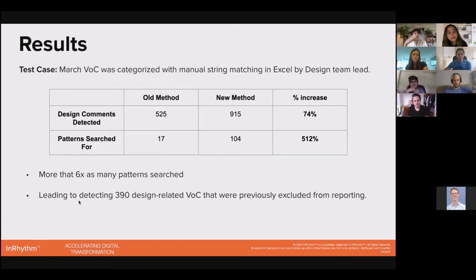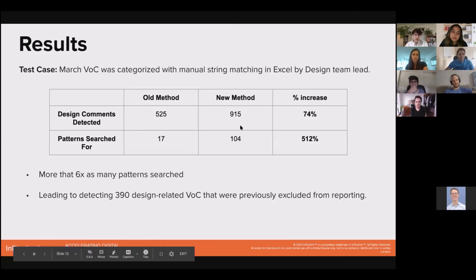All right, results. So the test case we had was March. And so when I was brought in, that had been already manually categorized by the team lead there using some Excel string matching. And this table is a breakdown of old method versus new method. And so the results are previously they had found 525 pieces of feedback in that month related to design. With the new method, they're at 915.